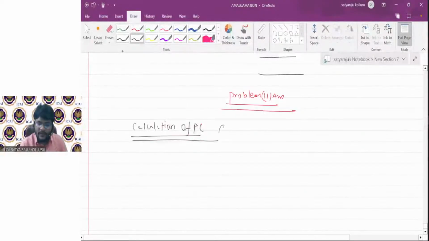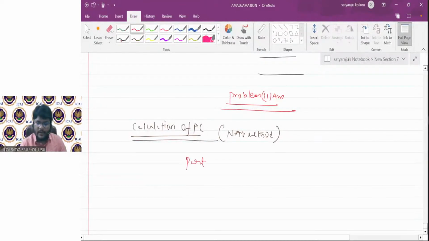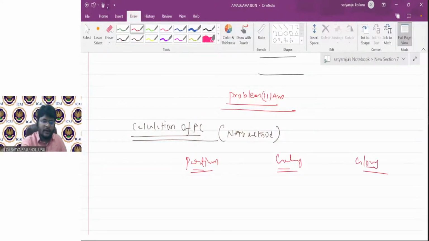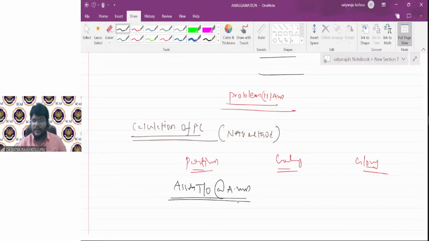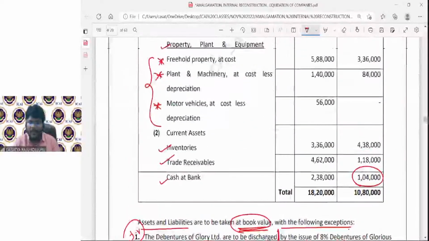Now computation of PC under the NAV method. So a total of 2 companies are there. Particulars, Galaxy, Glory. Start with assets. What are all the different assets taken over at the agreed values? Assets taken over at the agreed values. Now come here, come to the assets one by one, all of you.